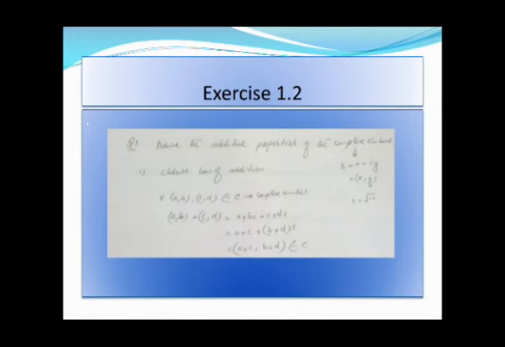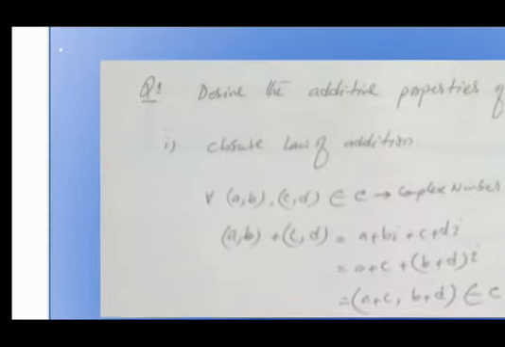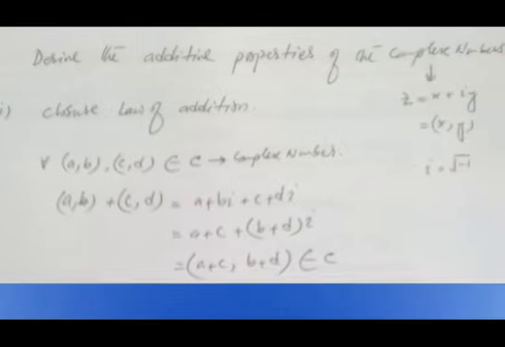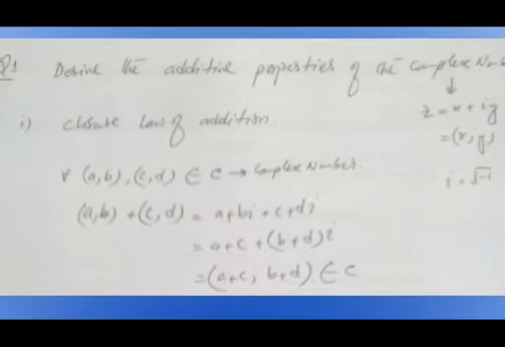Now we start exercise 1.2. First is to derive the additive property of the complex numbers. First property, as you know, we did in the last exercise, the closure law of addition. If two complex numbers add, the new number is also a complex number.